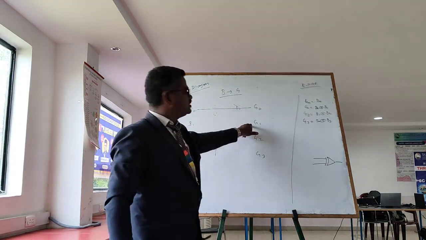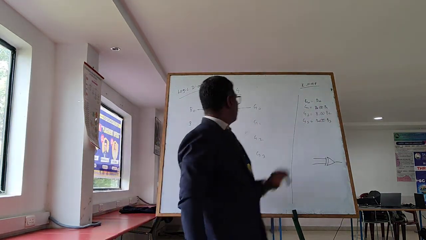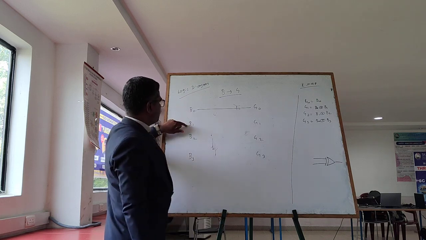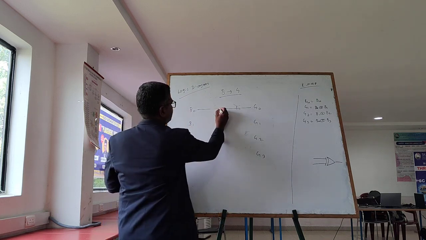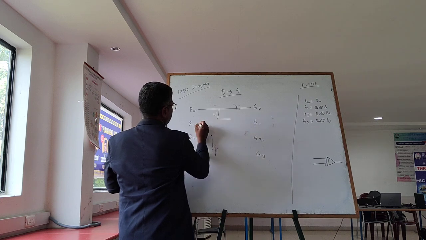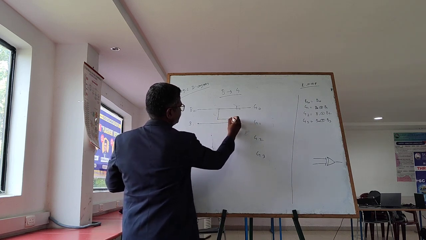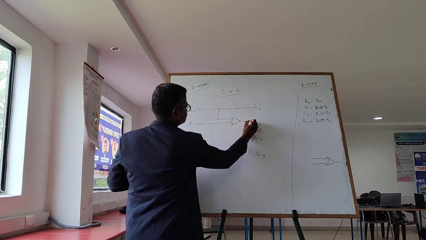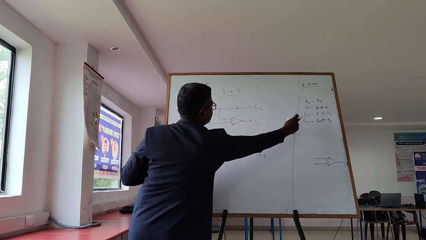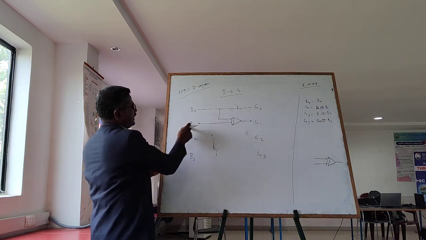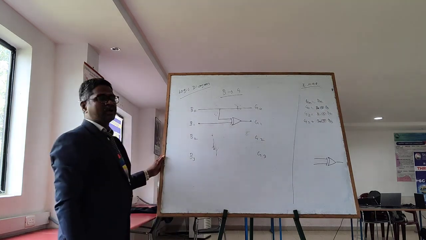Now come to G1. What is G1? B0 XOR B1. So we have B0 and B1. Just take a line from B0, this is B0, and take a line from B1, and make an XOR gate. Now this is for output G1. What is G1? B0 XOR B1. So we got G1.